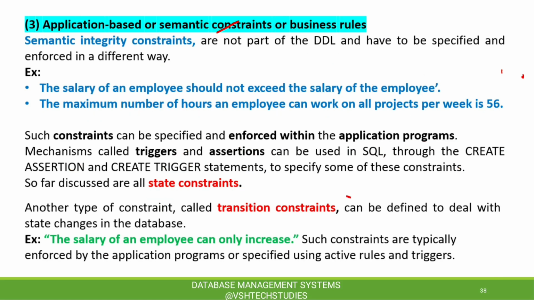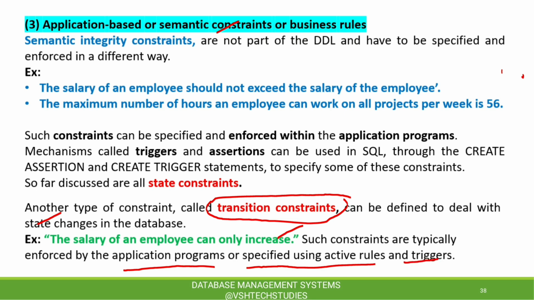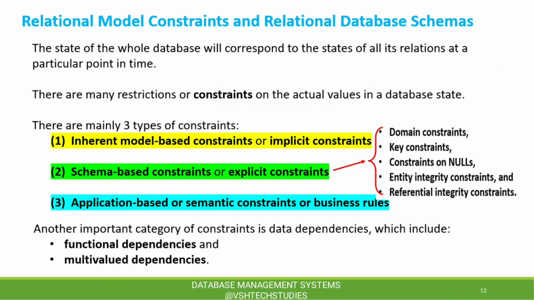Another type of constraints are called transition constraints. They can be defined to deal with state changes in the database. For example, the salary of an employee can only increase. Such constraints are typically enforced by the application programs or specified using active rules and triggers. And that is all about relational model constraints and relational database schema.